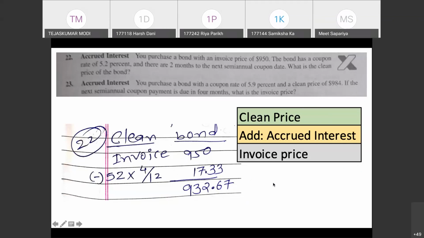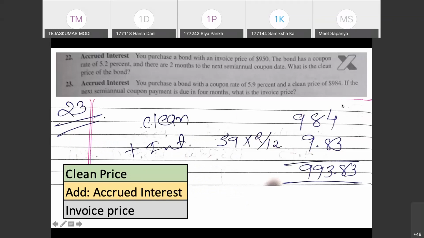Let's look at another question, the 23rd question. In this question, you are given the clean price. So clean price plus the interest would be added, right? Again, the coupon is 59, 1000 into 5.9 percent. Now, if you read the question, the next semi-annual coupon payment is due in 4 months, so that means 2 months have lapsed. So 2 months interest he would charge. So 59 into 2 by 12, that is 9.83. So the invoice price, or dirty price, is 993.83. In simple words, invoice price and dirty price include the interest accrued till date when the dealers are selling the bond, right? So that is what it is.